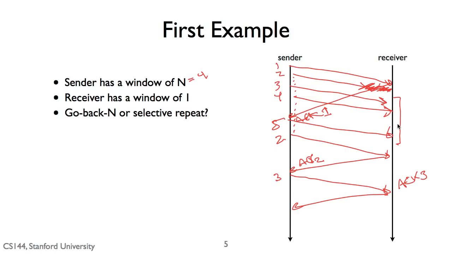At some point, the sender can then start using its full window again, but the point being that since this first 2 was lost, 3, 4, and 5 couldn't be buffered, the fact that the receiver has a window size of only 1 is going to force the sender to retransmit every single packet in the window. So we're going to see that this behaves as go back N.